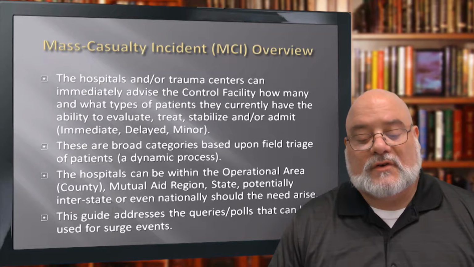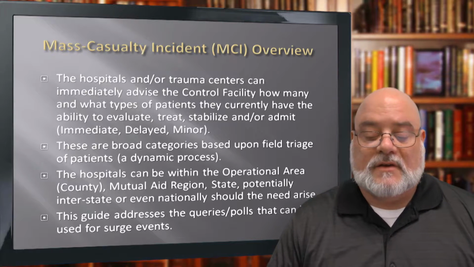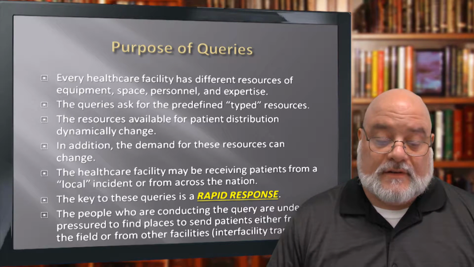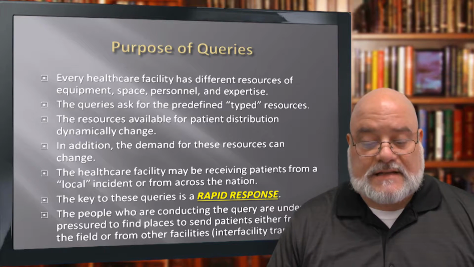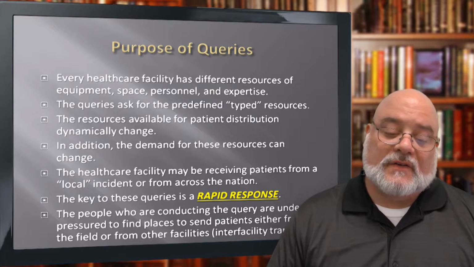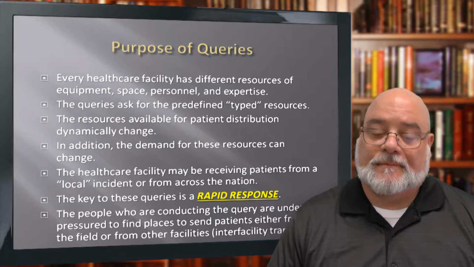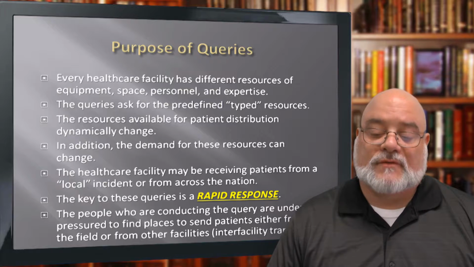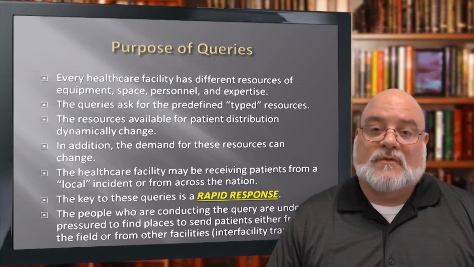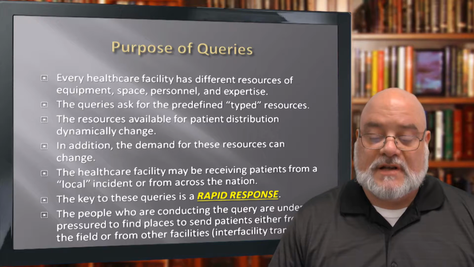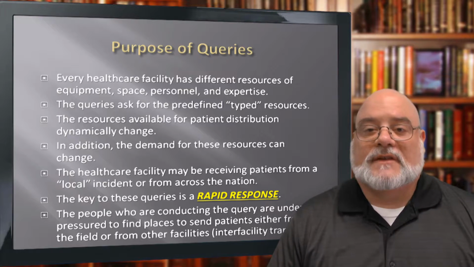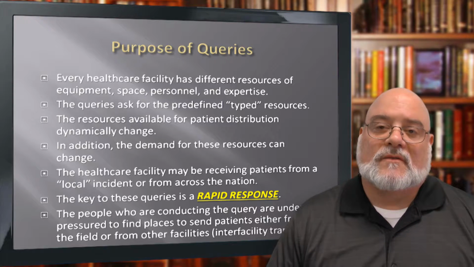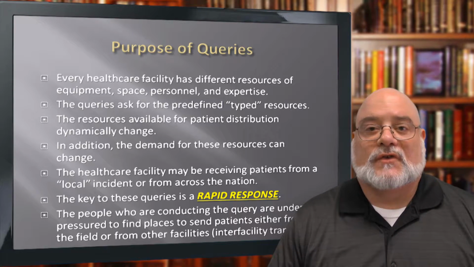So this guide is going to address the queries and polls that can be used for any type of surge event. So the purpose of queries. Again, every healthcare facility has different resources of equipment, space, personnel, and expertise. These queries ask for the, quote, predefined typed resources I mentioned earlier. The resources available for patient distribution dynamically change. This happens in real time, and as the event unfolds, less and less resources usually are needed.